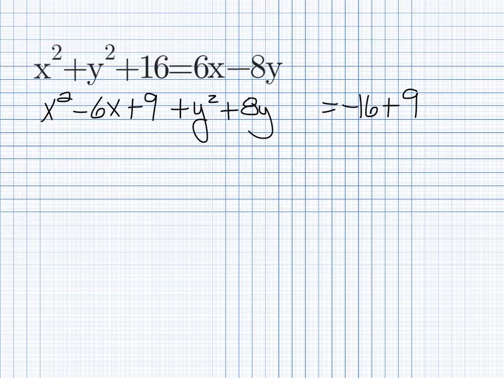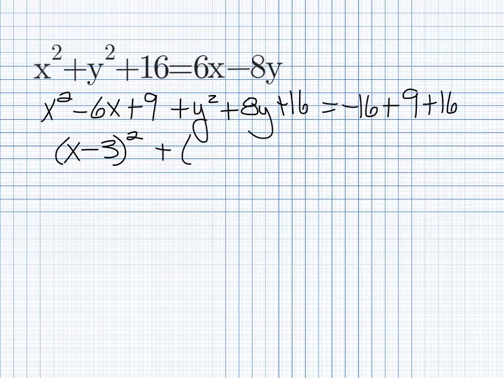Next, we complete the square in y. Half of the value in front of y, 8, is equal to 4, and 4 squared is equal to 16. So we add 16 to both sides of the equation. Now that we have perfect square trinomials in x and y, we factor. So we now have x subtract 3, the quantity squared, plus y plus 4, the quantity squared, is equal to 9. So that's the standard form of the equation of our circle.